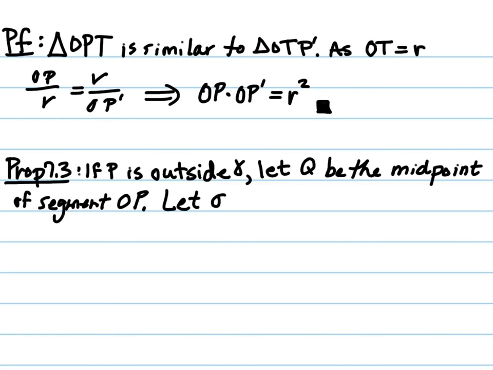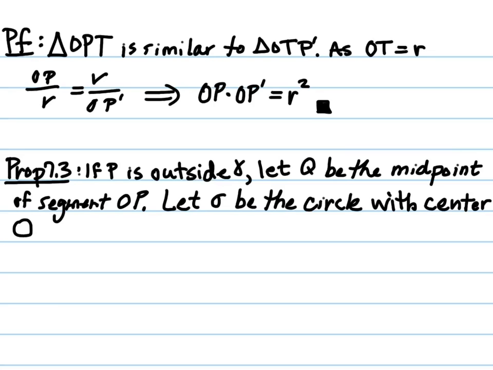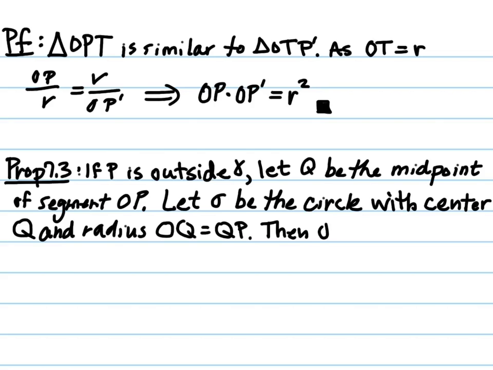Let sigma be the circle with center Q and radius OQ equal to QP. Then sigma cuts gamma in 2 points, T and U.